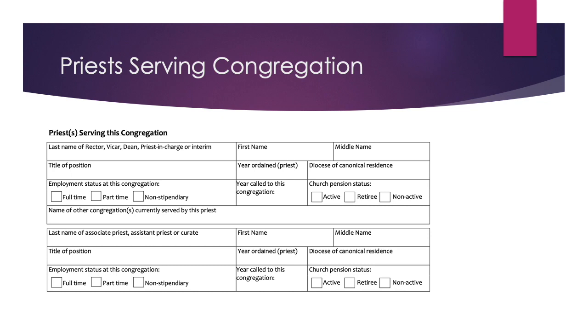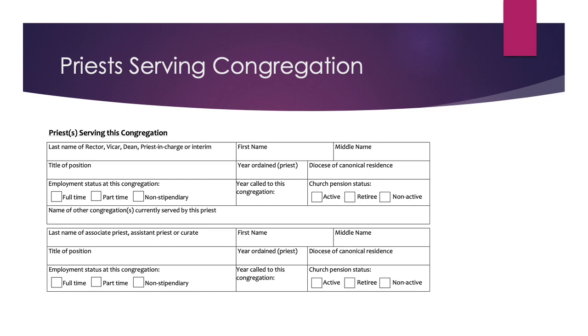And then the employment status. Are they full-time or part-time or non-stipendiary, a fancy way of saying unpaid? The year they were called to your congregation, and then the pension status, active, retiree, or non-active. And again, you can ask them or the diocesan office if you don't know the answer to those questions. And then if they're perhaps in a multi-parish cluster or in some other arrangement, the names of the other congregations that they're currently serving.